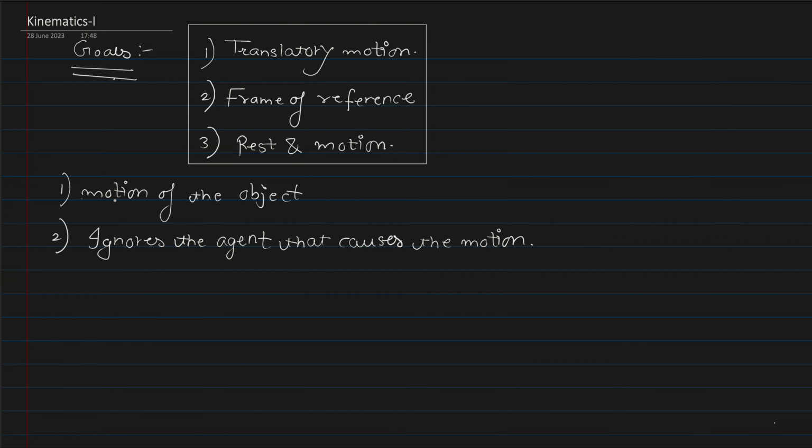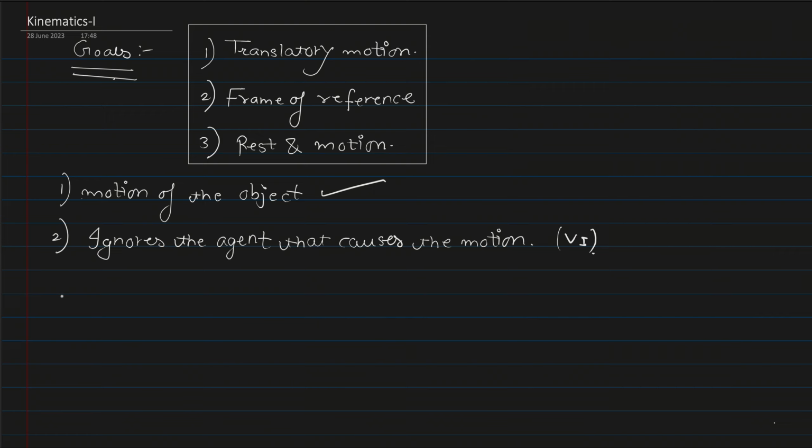So kinematics is the branch of physics that deals with the motion of the object. The first very important thing is that it deals with the motion of the object, and the second is it ignores the agent that causes the motion. Very important. It ignores the agent that causes the motion. So we do not focus on the agent at all. All we look at is the motion of the object and how the motion is. That's all we look upon in kinematics. So that's what kinematics is.